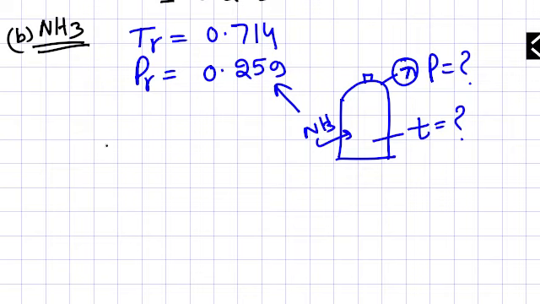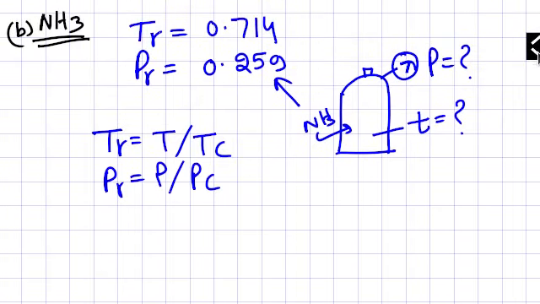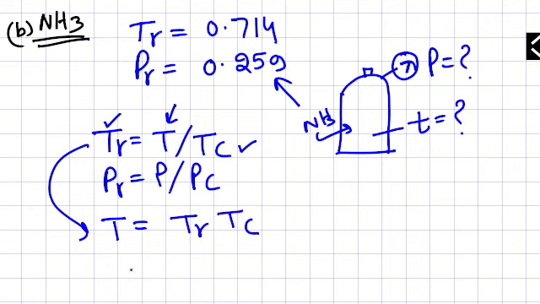The formula we have is like this, and you know this formula very well. Here we know Tr and Pr, and we have to find T, and the same thing for pressure. So the temperature of ammonia gas will be Tr multiplied by Tc, and the pressure of ammonia gas will be Pr multiplied by Pc.